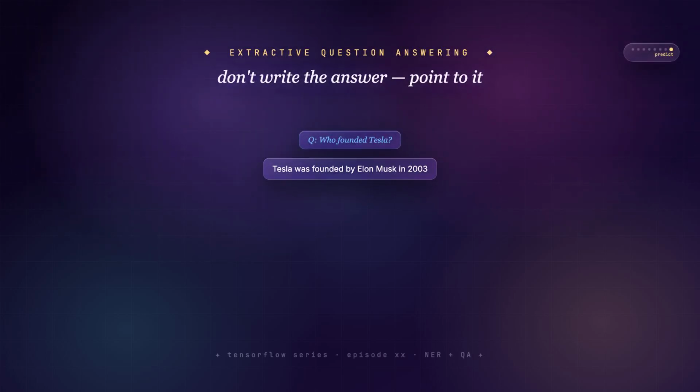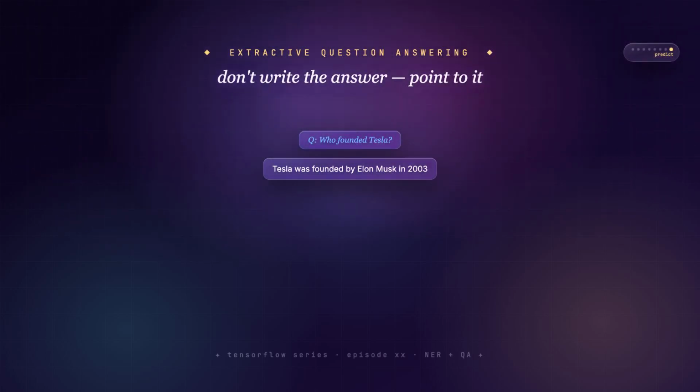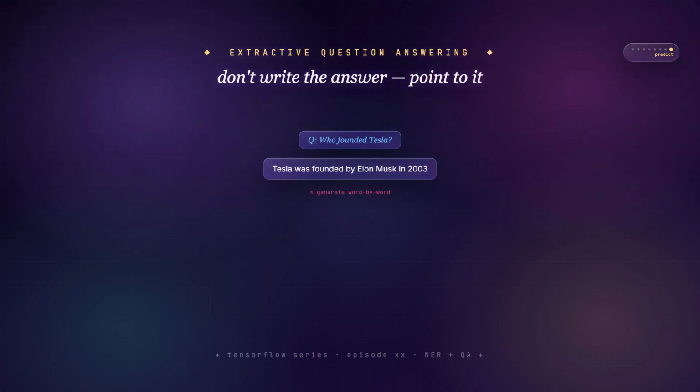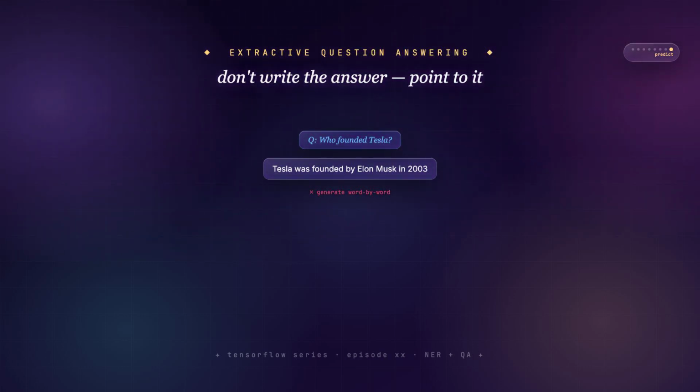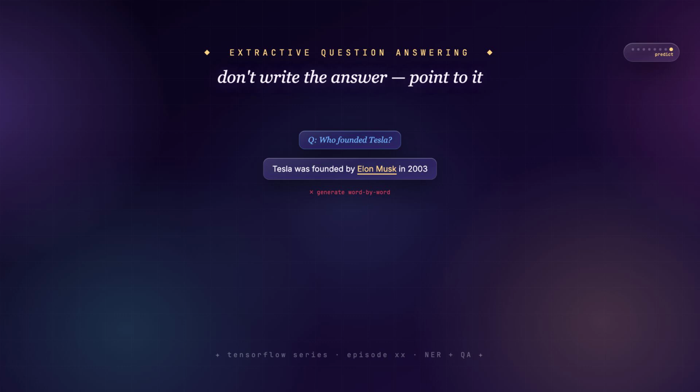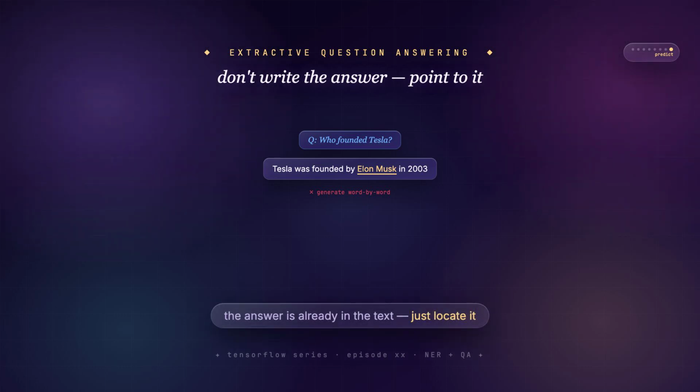Now the second task, question answering. And the trick here is what we don't do. We don't generate the answer word by word. For extractive QA, the answer is already sitting in the context paragraph. So instead of writing it, we just point to it. Find where it starts, find where it ends, and lift it out.